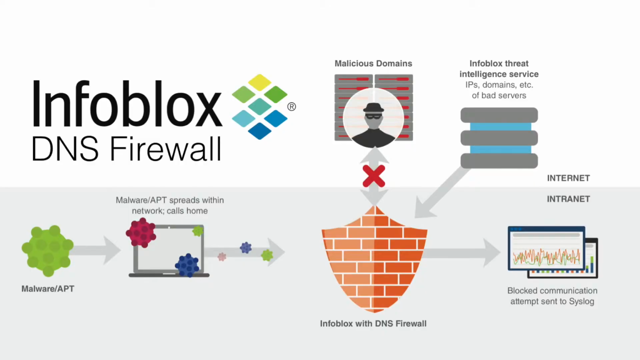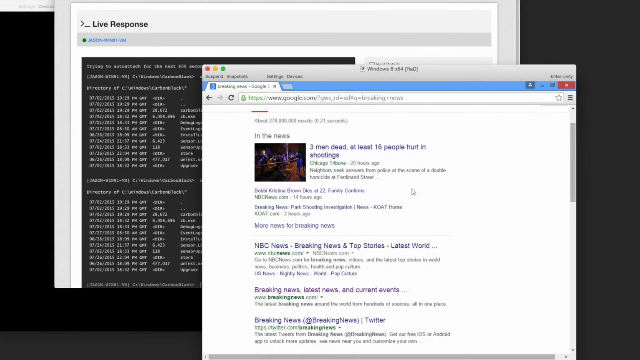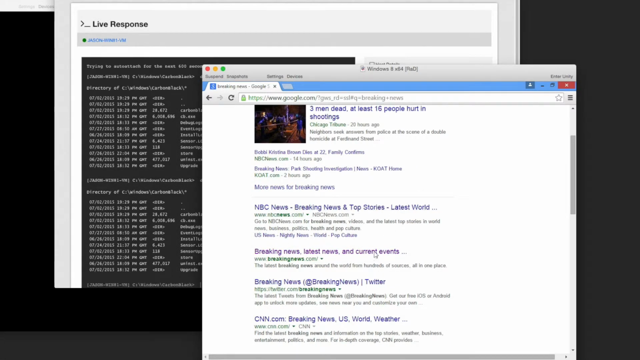Infoblox provides automatic protection for endpoints against advanced persistent threats and malware that use DNS as a channel for data exfiltration. Thanks to the power of open APIs, the integration of Carbon Black and Infoblox DNS Firewall enables real-time data sharing between Infoblox and Carbon Black, providing greater alert context, the ability to extend Infoblox's coverage outside the company firewall, and the ability to take remedial action on endpoints automatically. So let's dive right in and see the integration in action.